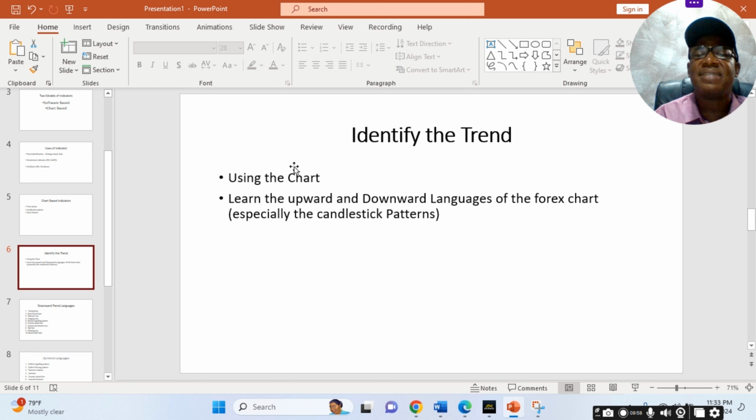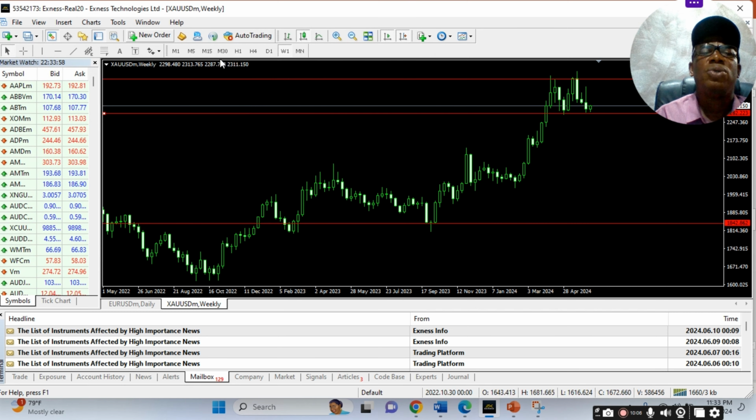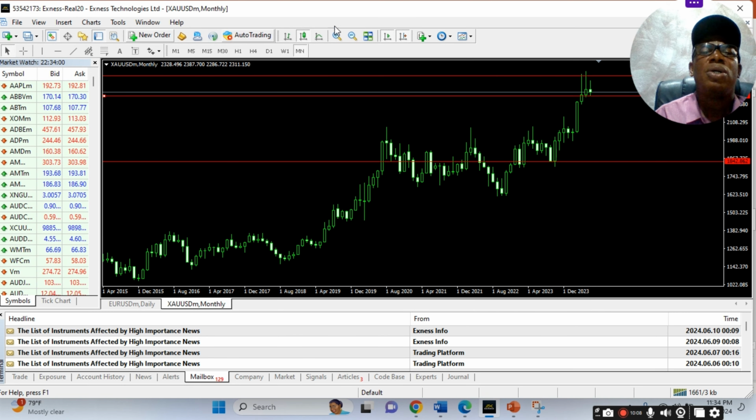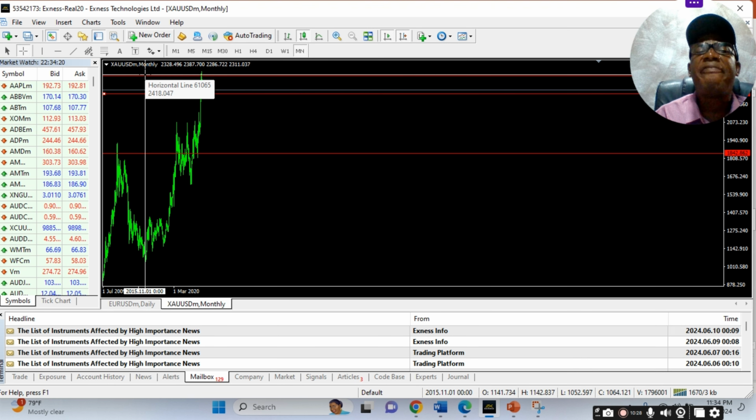Now, identify the trend using the chart. How do you identify the trend using the chart? It's simple. When you go to your chart, you go to a higher time frame, you minimize it. What do you see? From minimizing it, it's telling you that this pair is in an uptrend. Yes, this is gold. It has been an uptrend for a very long time. In fact, from 2015 till today.